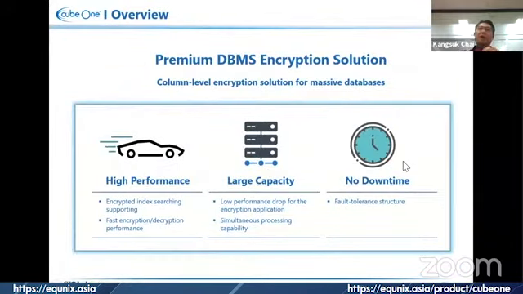Q1 is a premium database encryption solution. Its characteristics are high performance, and we are very specialized for large capacity DB, the massive DB. For small DB, the performance is almost the same, but for massive DB, you can see the difference in performance. And we support no downtime. We can encrypt online. So this is a very fault tolerant structure.